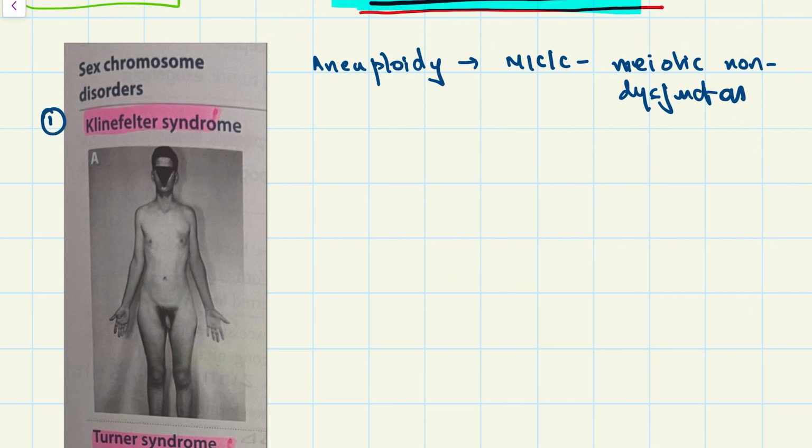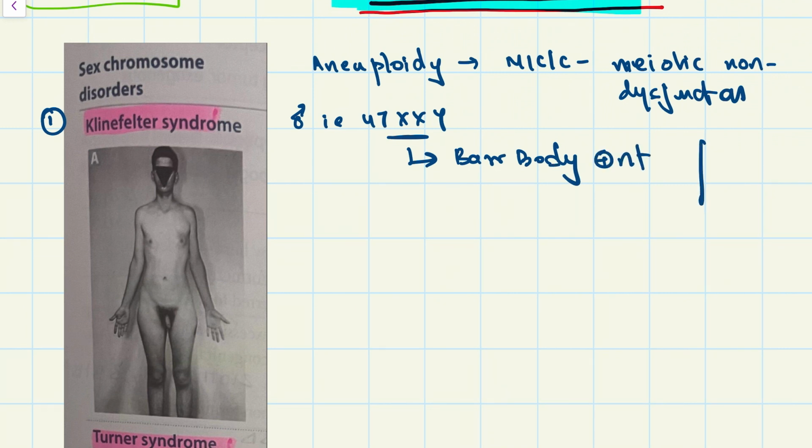So the first disorder that we'll study is Klinefelter syndrome. Klinefelter syndrome is characterized by a male karyotype, that is the presence of 47XXY chromosomes. Since there are two X chromosomes, a Barr body, which is nothing but an inactivated X chromosome, will be present, right? The number of Barr bodies is given by the formula number of X chromosomes minus 1. So here there are two X chromosomes, so there will be one Barr body present.